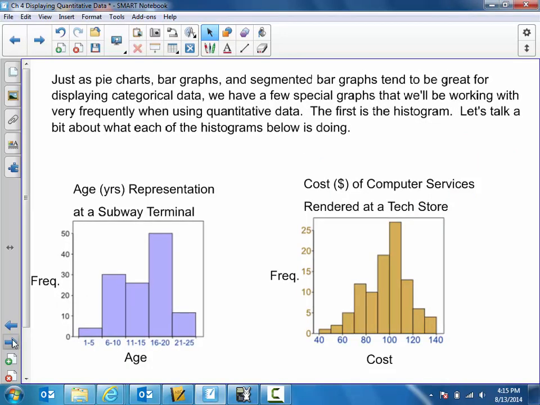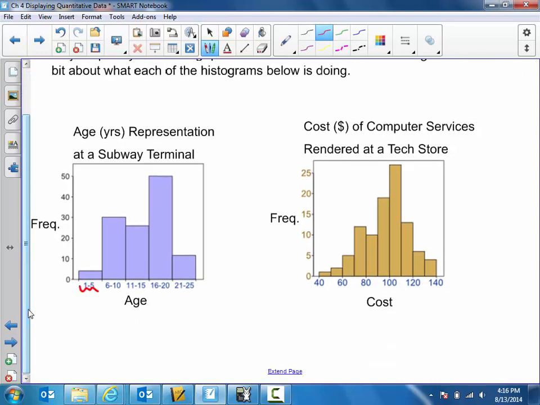All right, so just as pie charts, bar graphs, and segmented bar graphs tend to be great for displaying categorical data, we have a few special graphs that we'll be working with very frequently when using quantitative data. First is the histogram, and you've heard me mention this just a little bit in class. Let's talk about what each of the histograms below is doing. First thing you should notice is that it looks a lot like a bar graph. Instead of bars, we call these bins.